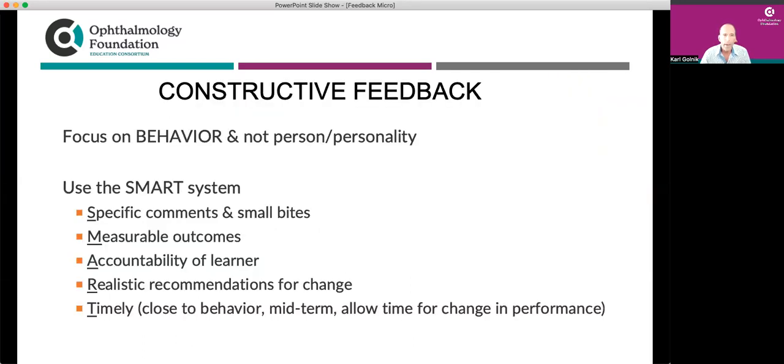Good constructive feedback should focus on behavior and not the person or their personality. You can use the SMART system: specific comments in small bites, measurable outcomes. The learner must feel they have accountability for what they're trying to do. Realistic recommendations for change, and again, timely, as I mentioned.